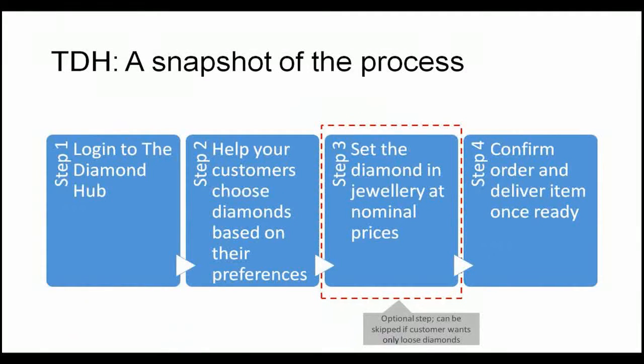So before we jump into explaining the website to you, let's quickly look at the process on the whole. First, you log in to the diamondhub.in. Then you help your customers choose diamonds. Then you set the diamonds into jewelry if you so wish. And finally, you confirm the order.